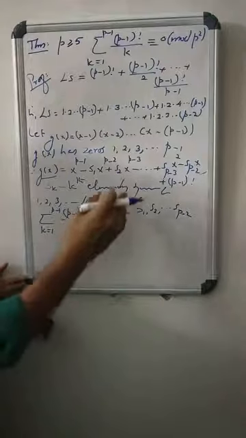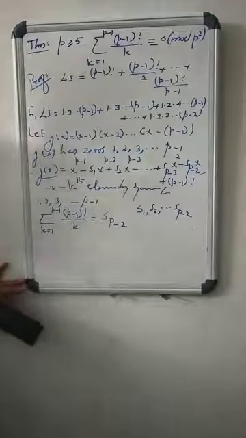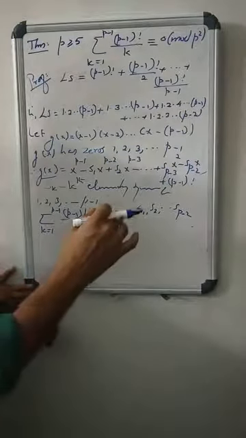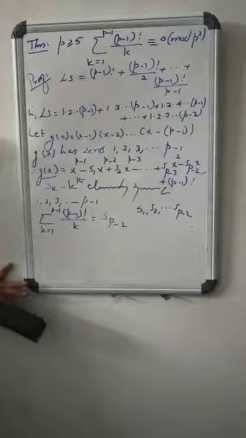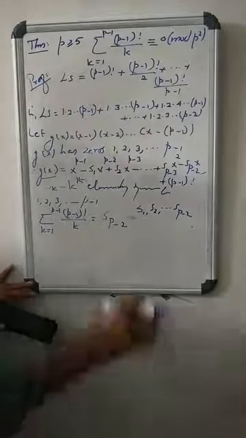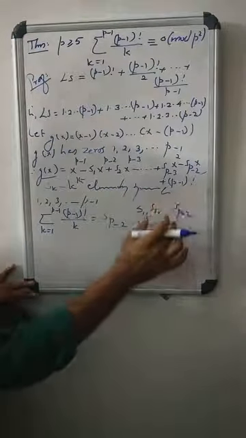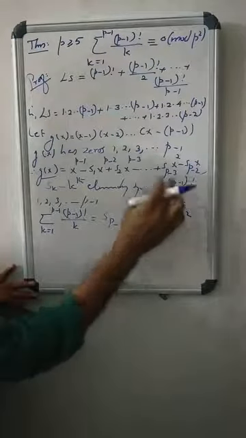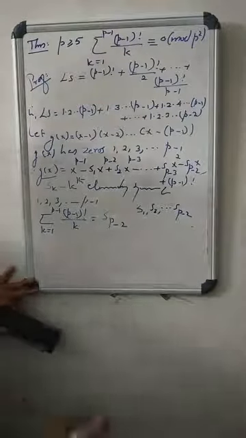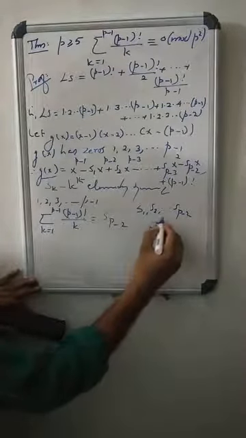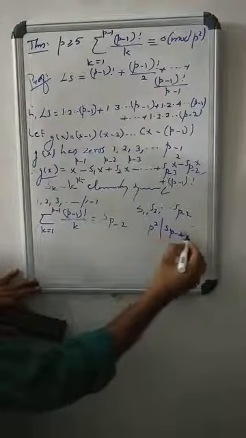That means consider a polynomial f of x equals (x minus 1)(x minus 2) etc. (x minus (p minus 1)) plus x power p minus 1 plus 1. Then all of the coefficients must be divisible by p. Therefore, according to that argument, here s1, s2, etc., s(p minus 2) are divisible by p. Now we have to show that p square divides s(p minus 2).